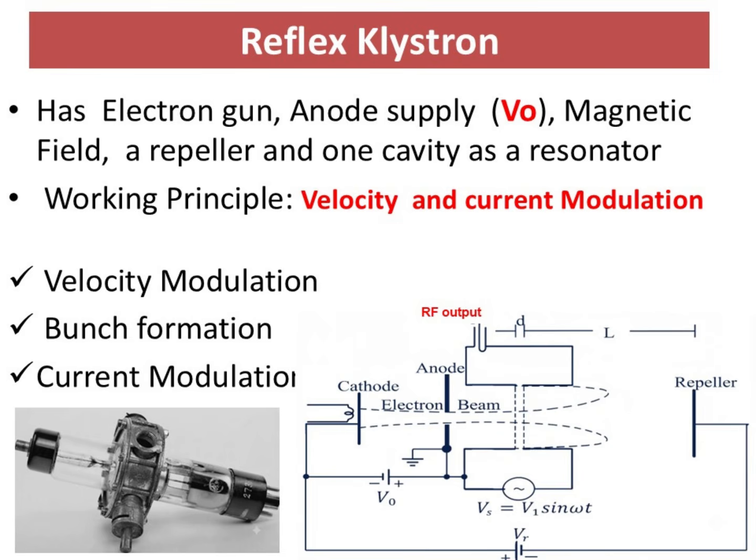Now look at the physical arrangement. The reflex klystron consists mainly of an electron gun, an accelerating voltage source, a single resonant cavity, a repeller electrode, and an RF output coupling arrangement. The electron gun produces the electron beam. The resonant cavity provides the RF electric field. The repeller is maintained at a sufficiently negative potential, so the electrons cannot reach it. Instead, they are slowed down, stopped and sent back toward the cavity. This return motion is the key difference between an ordinary two-cavity klystron and a reflex klystron.